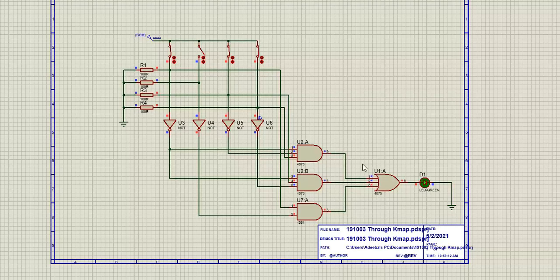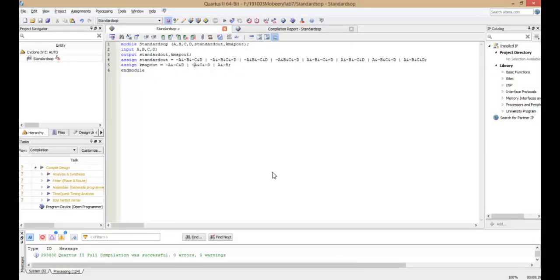Now the same circuit will be implemented on Verilog using a simple code in which we will put the same equations in the Verilog HDL code, and we will verify the truth table using the waveforms obtained. Now the same equations are implemented in the Verilog HDL. This is the name of our module. These A, B, C, D, standard out, and Kmap out are our parameters. A, B, C, and D are assigned as input, and standard out and Kmap out are the outputs.